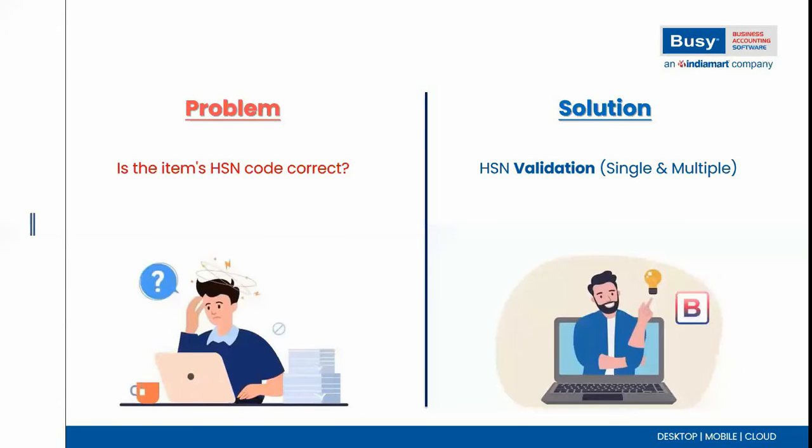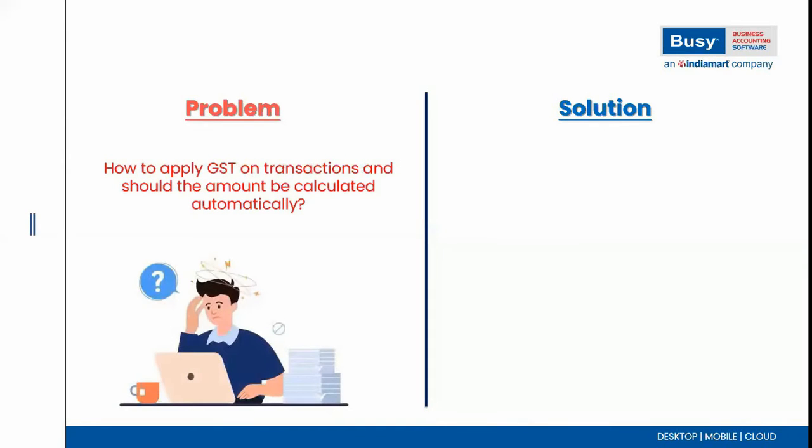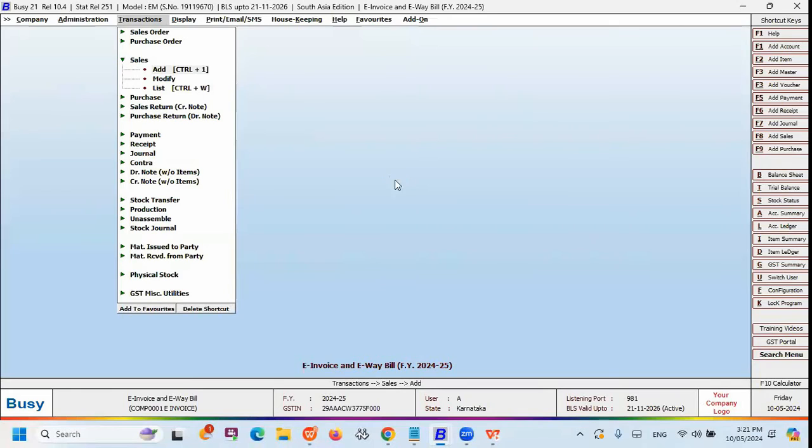Going further to our next slide, let us see some other GST utilities. The problem here is how to apply GST on transactions, and should the amount be calculated automatically? Apply the tax by the F4 key in the transactions. For example, if you are a new user of Busy software and using the sale type multi-rate, most of the time they forget to apply the tax. For that scenario, you have to keep in mind, we have an option called apply tax that you need to press. Then only the GST is going to apply. I can show you how it works. So this is the sales invoice transaction I am doing here.